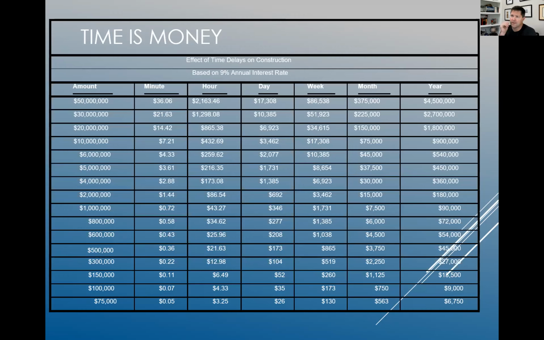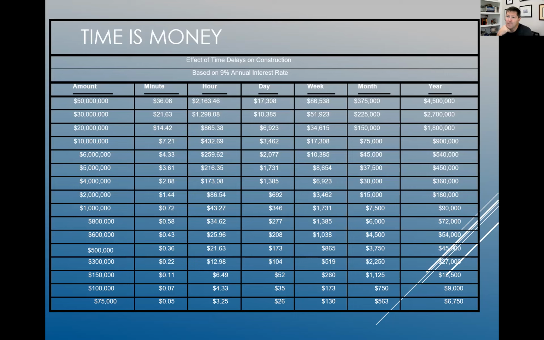All right, let's talk about time is money. We've talked about this at length in class, but just want to reiterate it. This is a simple chart. It shows the effects of time delays on construction based on a 9% annual interest rate. 9% is a little steep, but that's all right. It's average. If you look at the historical interest rates, it's not that bad.